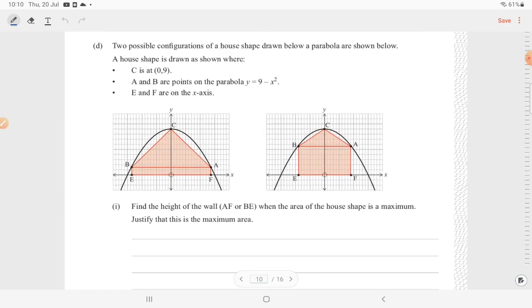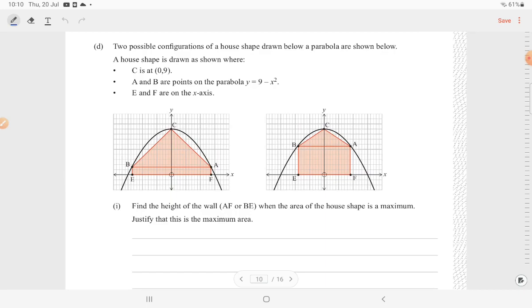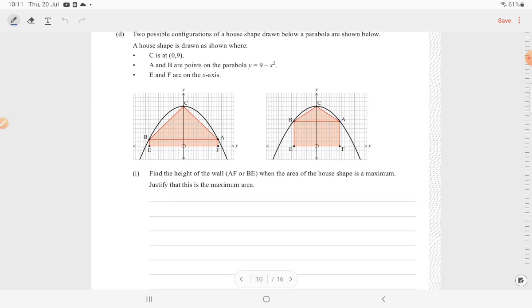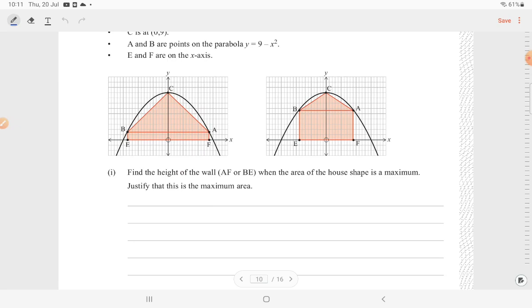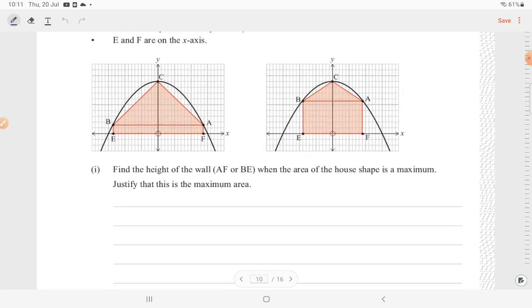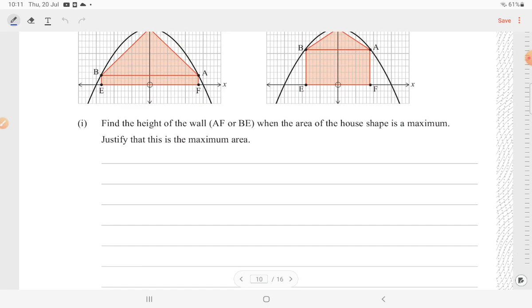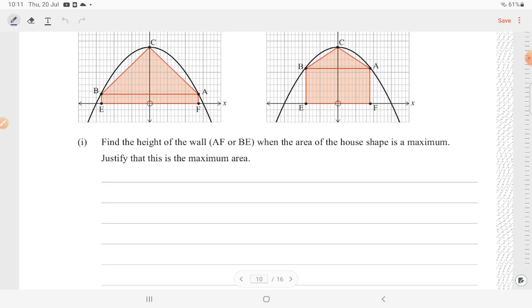Two possible configurations of a house shape are drawn below. A parabola is shown below. A house shape is drawn as shown, where C is at (0, 9). A and B are points on the parabola y equals 9 take away x squared. E and F are on the x-axis. Find the height of the wall AF or BE when the area of the house shape is maximum. Justify that this is the maximum area.